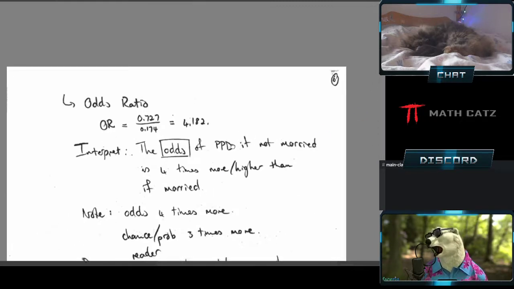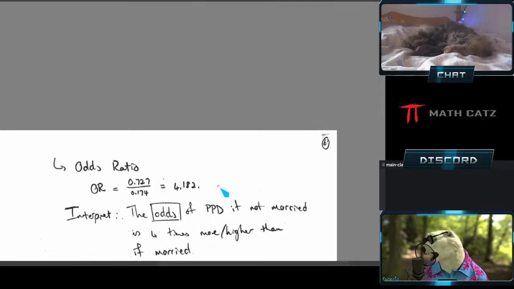The odds ratio is a ratio of odds. I take one odd divided by the other one, or the big divided by the small. I think for consistency that might give me a more comparable number, and I get 4.182. Interpreting this is important. The odds of postpartum depression if not married are 4 times more than if you were married.